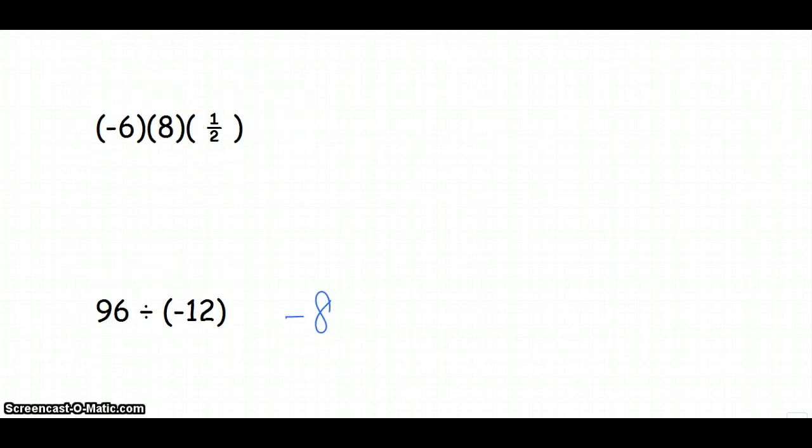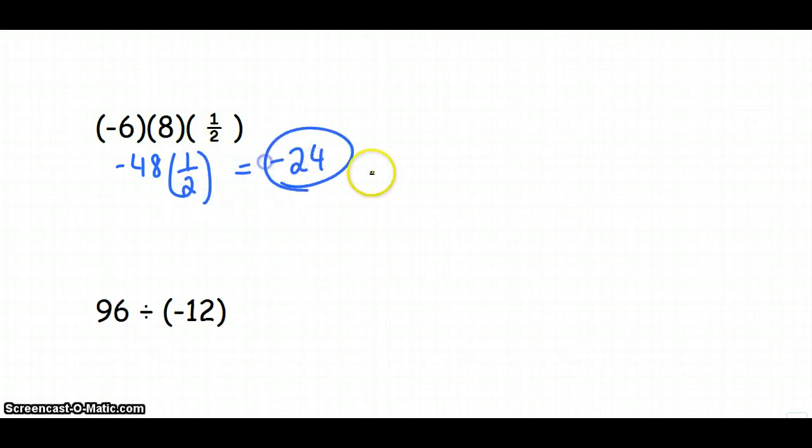Now whenever you look at a multiplication or a division problem, I want you to look at it and decide right from the beginning if it's going to be positive or negative. A negative 6 times 8 times 1/2, I automatically know that my answer is going to be negative because I only have one negative sign. Negative 6 times 8 is negative 48. I'm going to multiply this by 1/2. It's going to give me negative 24.